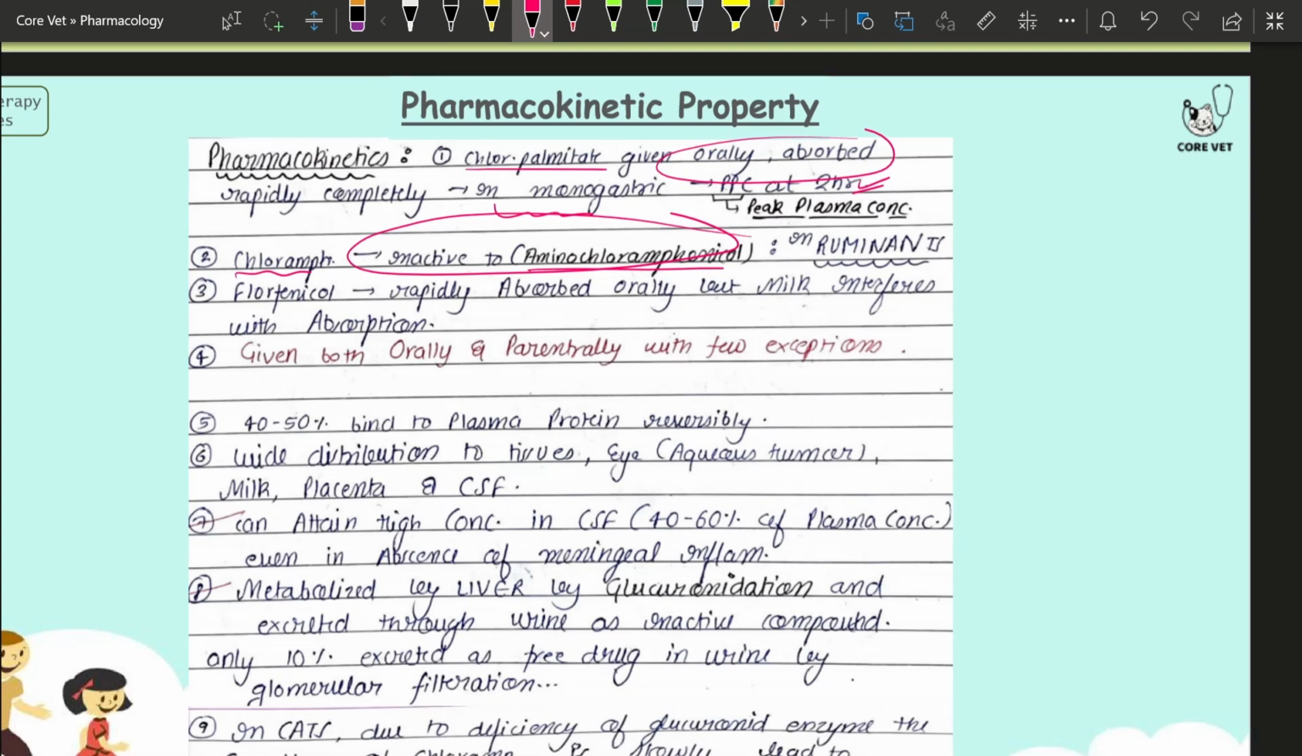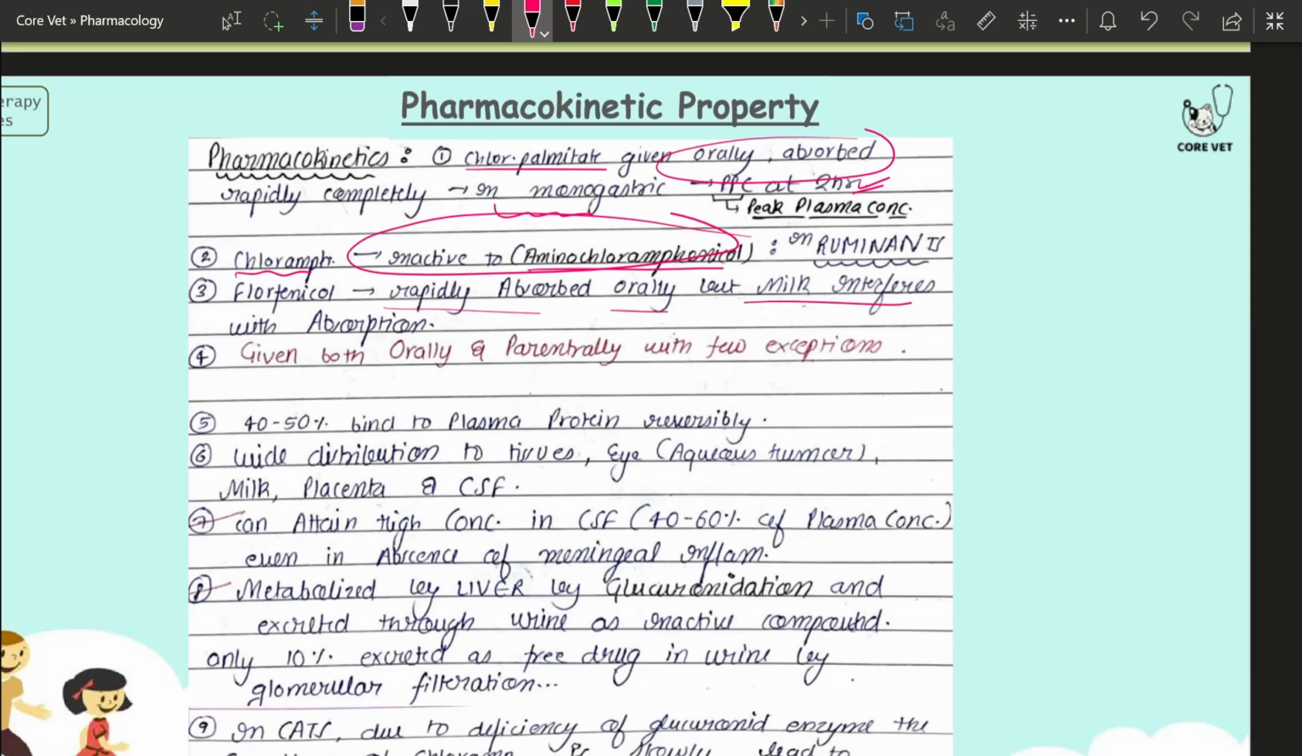Next are the chloramphenicol derivatives, right? I'll discuss that later in the lecture, that there are 2 types of chloramphenicol derivatives, thiamphenicol and florfenicol, right? I'll discuss them later, okay? So if we talk about florfenicol, it is rapidly absorbed orally, but milk interference is there.